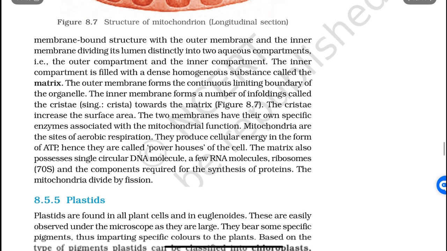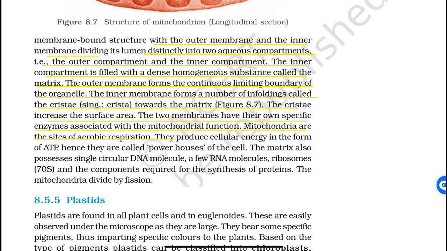Each mitochondrion is a double membrane bound structure with the outer membrane and the inner membrane dividing its lumen distinctly into two aqueous compartments. It means the outer compartment and the inner compartment. The inner compartment is filled with a dense homogeneous substance called matrix. The outer membrane forms the continuous limiting boundary of the organelle. The inner membrane forms a number of infoldings called cristae toward the matrix. The cristae increase the surface area.